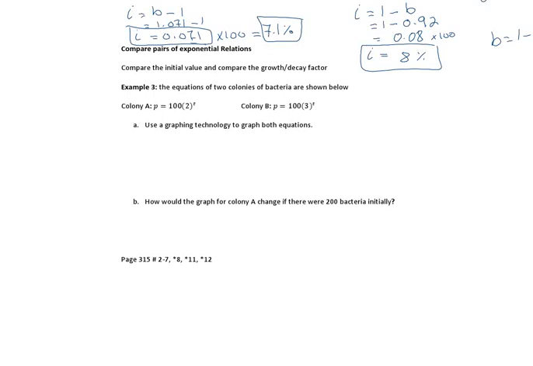So here's a word problem. The equations of two colonies of bacteria are shown below. Colony A: P, which means population, equals 100 times 2 to the power of T. Colony B is P equals 100 times 3 to the power of T. Now, we're going to use graphing technology to graph both equations. But before that, what can you tell me about these two equations?